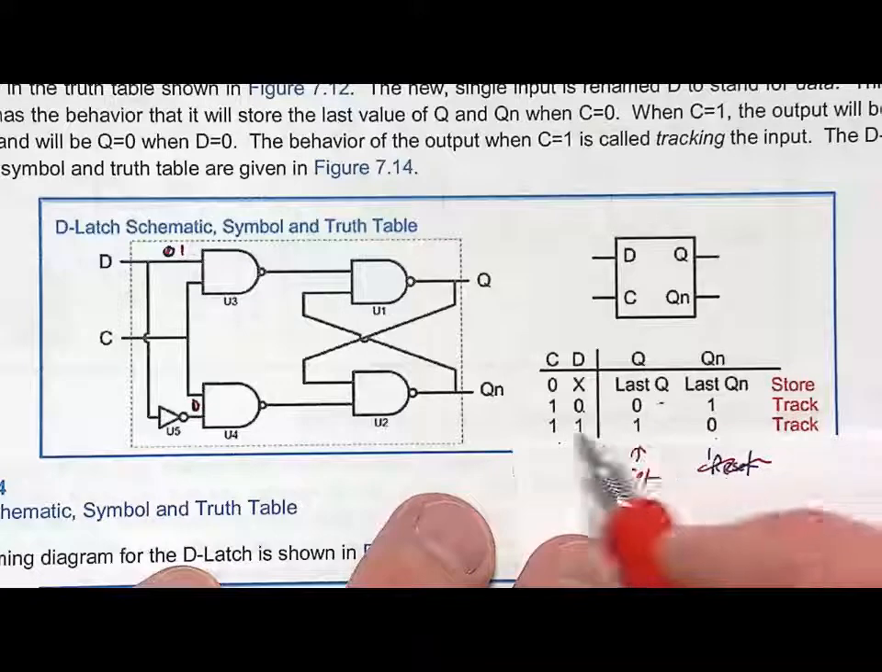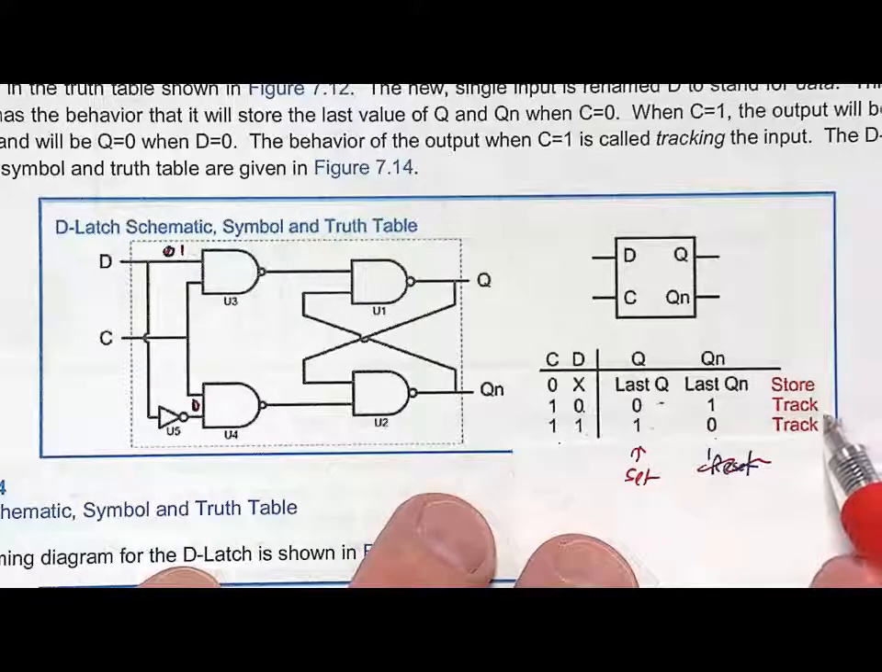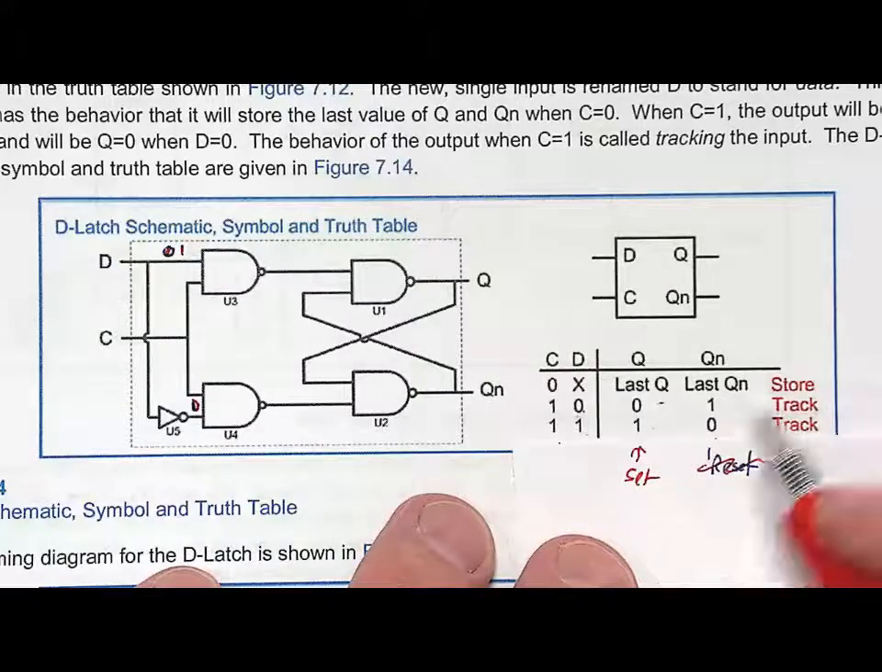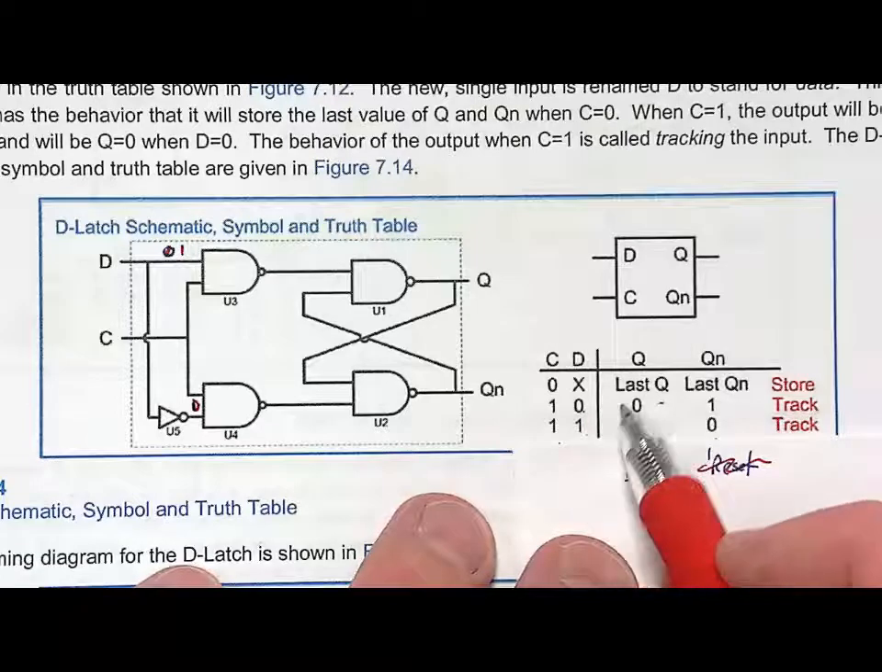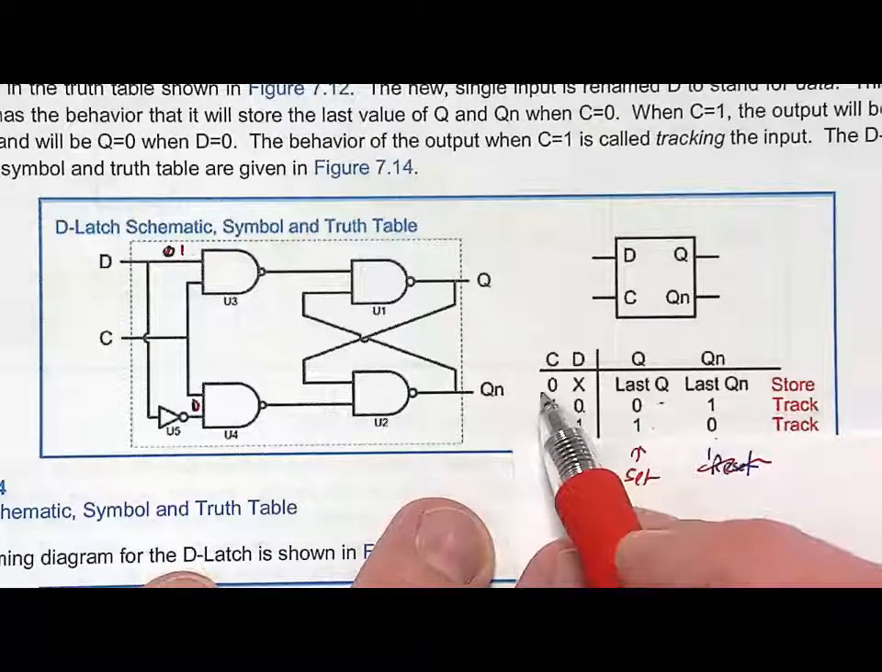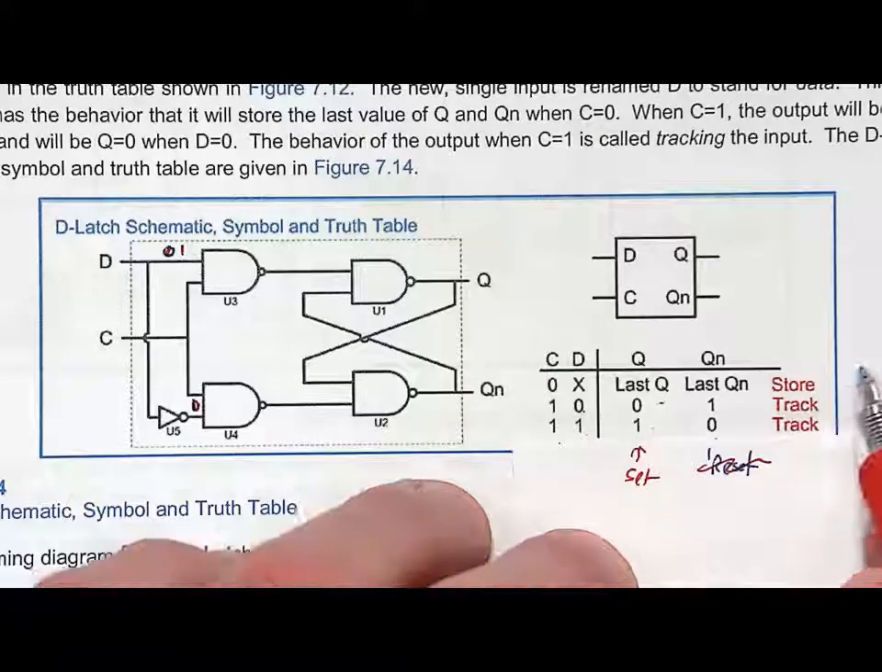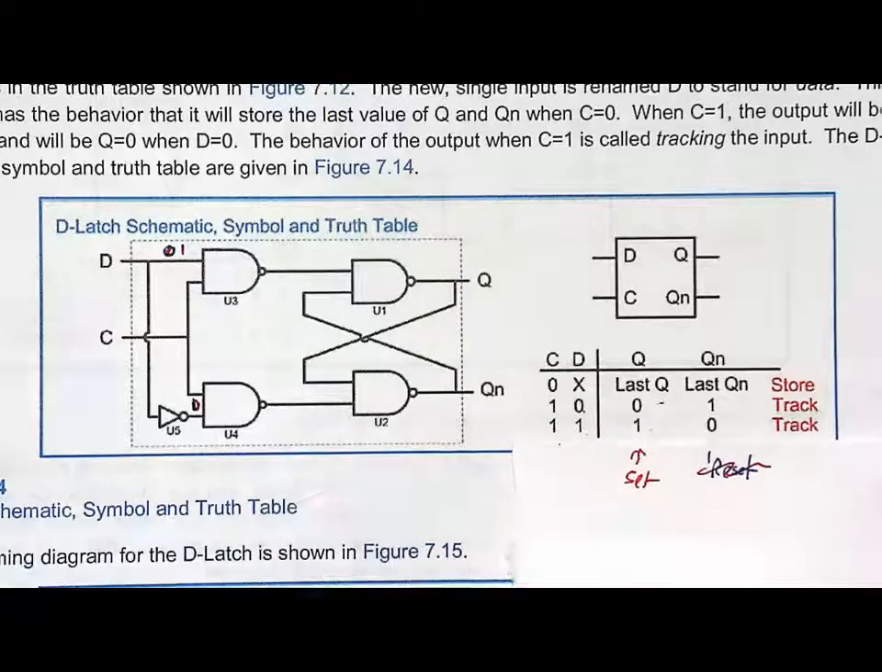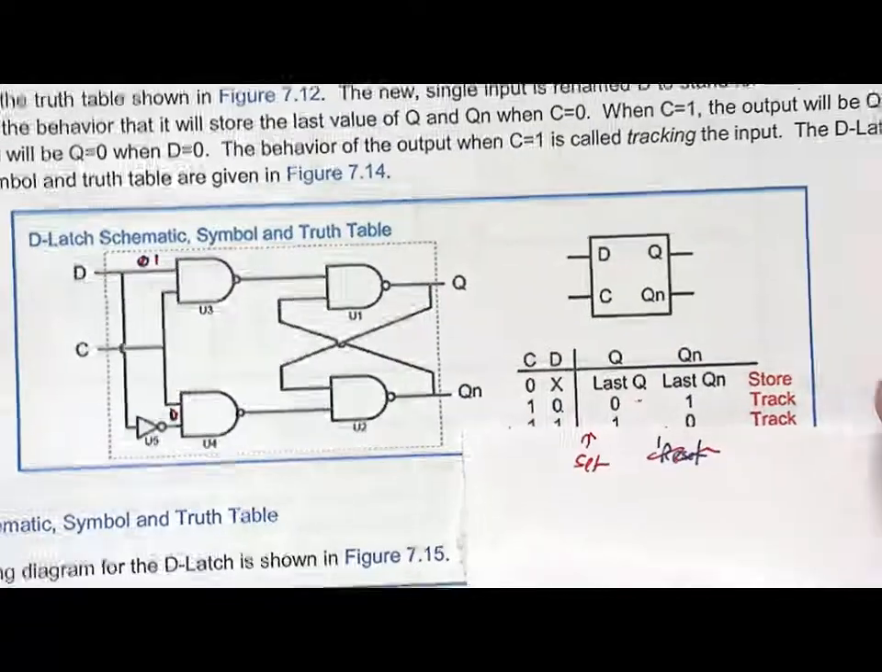So we actually have this state which we call the track state. The output is simply going to track whatever D is, and then if you ever move from the track state into the store state where C is equal to a 0, then it's just going to grab it, or what we say latch it, and you will store that information. So that's how a D latch works.